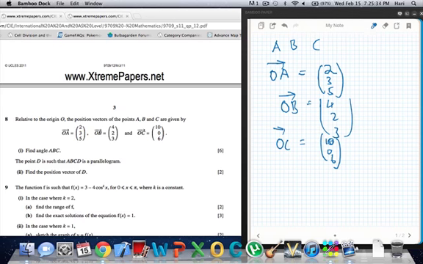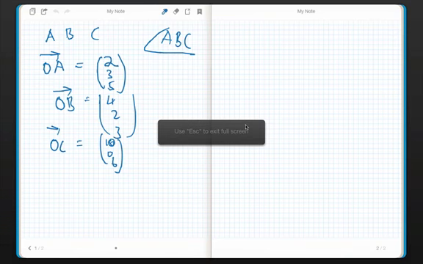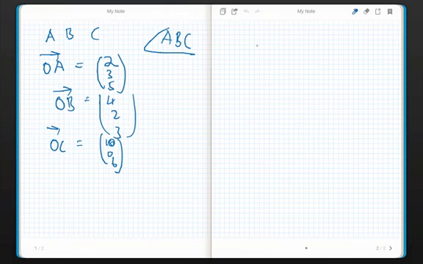So, how do we do this problem? Now, we have to find the angle ABC. The angle ABC. Angle is this, A, B, and C. Let's make it full screen. Now, how do we do this? Now, there's an important thing. Now, this uses a concept called a dot product.